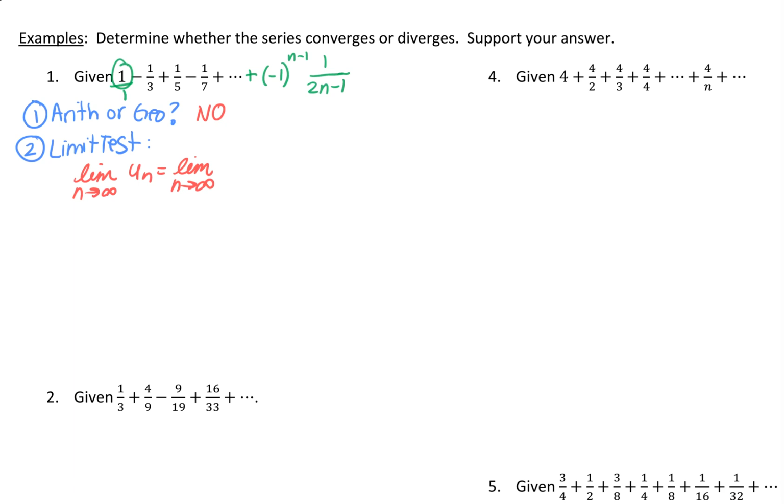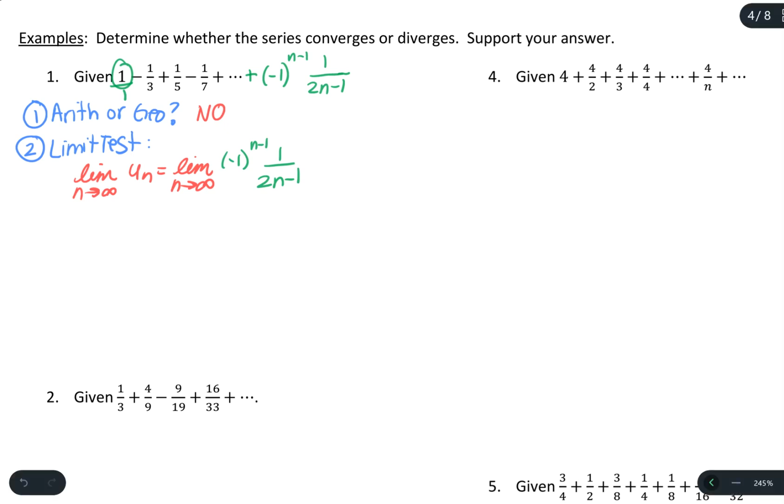If your denominator maybe didn't have the 1 to start, and it started with -1/3, then the denominator in your u sub n could be 2n plus 1. So you can adjust that odd to make sure it starts with whatever odd you want it to start with. Okay, so there's my u sub n. So I'm going to plug that in here. So I have -1 to the n minus 1 times 1 over 2n minus 1.